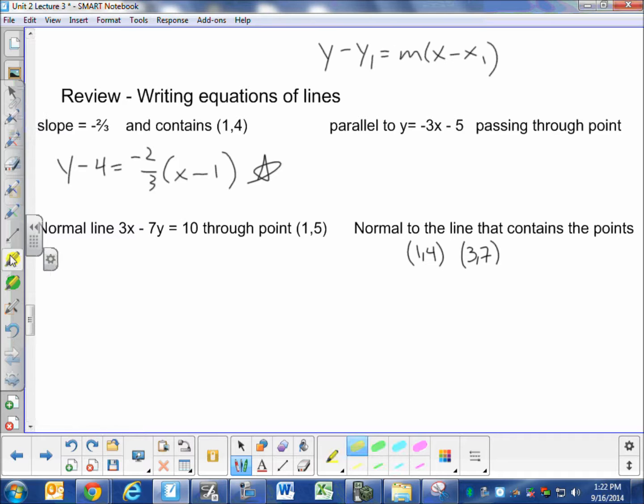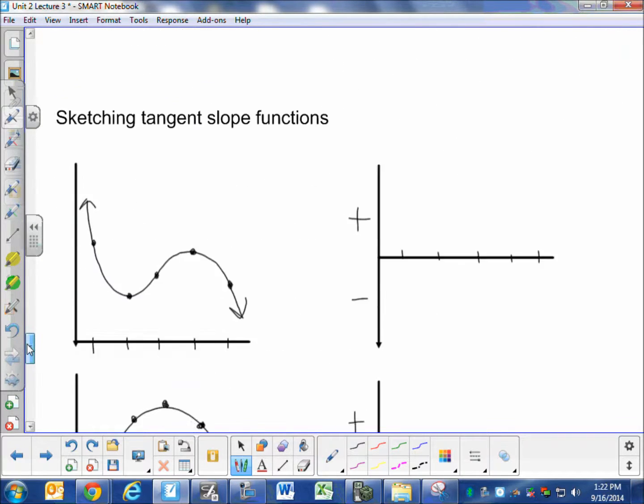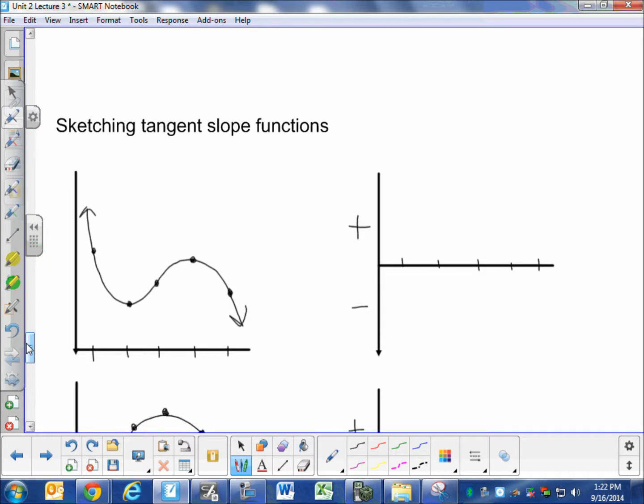Okay, so this would be the equation of this line. And you will have homework problems dealing with lines. Definitely go over those things. Remember, parallel lines equal slopes. Perpendicular lines or normal lines, opposite reciprocal slopes. Okay, but let's go back to these tangent things. Normal and perpendicular are the same, yes.